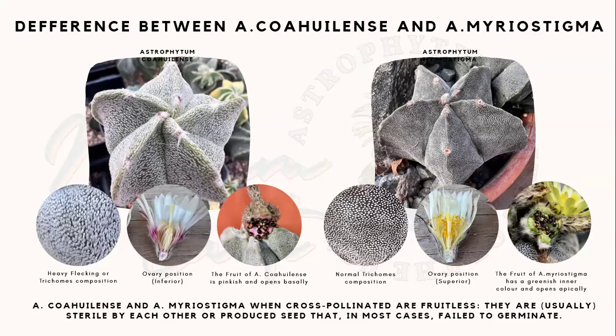And then coahuilense and myriostigma, when you cross-pollinate them, they say it's fruitless. I never tried it because I've only been growing Astrophytum for 4 years, so it's early to really experience that and validate it. But according to Google, they say it's fruitless, and they are sterile to each other, so they can't really make offspring. Maybe because of their compatibility, because they have a different ovary position too.